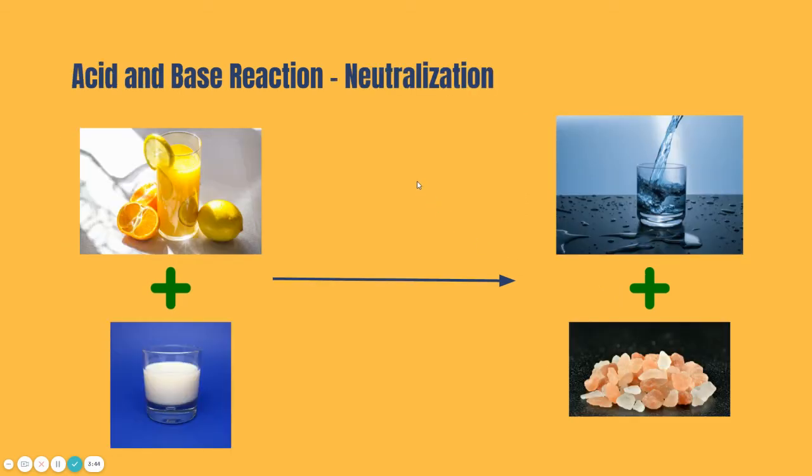Acid and base reactions, there's a few different types. For one, there may be a neutralization reaction, which is where you have an acid like lemonade and a base like milk, and they combine and make water and a salt. What kind of salt depends on the things that you're combining. So this salt isn't necessarily table salt. It can be all sorts of different types of salt, which is really just a cation and an anion together.